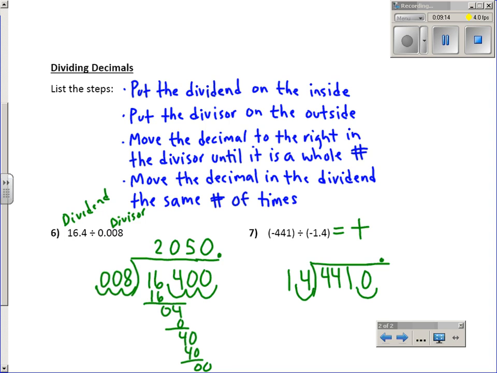So I'm going to add a placeholding 0 there. Decimal goes up there, and now it's 14 into 4,410. That's going to be 3 times 42, 21. That'll go in once. And then 70, which is 5. So our answer ends up being positive 315.